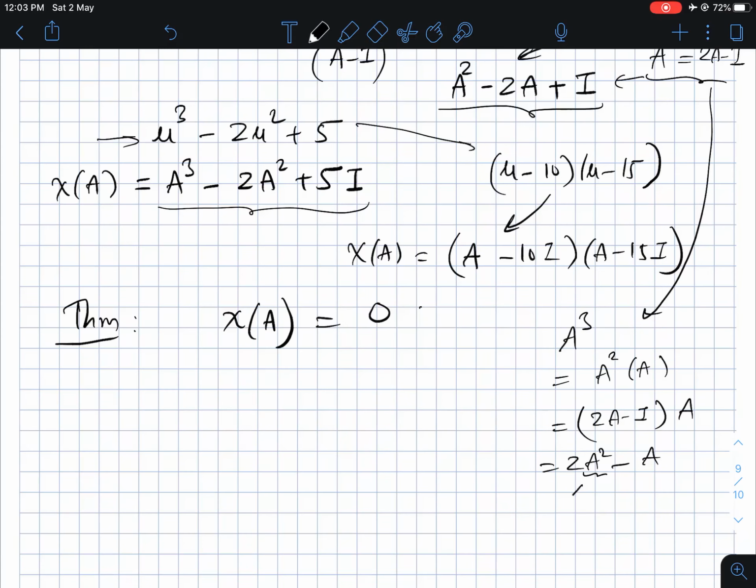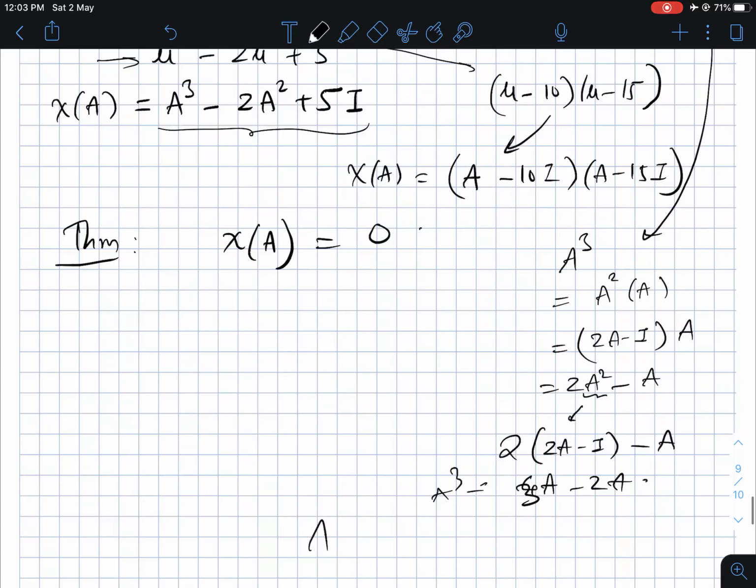But then a square again can be written in terms of the identity, so a square is 2a minus I minus a, right? 2a minus I minus a, so you will get something like 4a minus a, that is 3a minus 2I, that will be your a cube. So in general, any power of a to the n can be written as some factor, which will be easy to determine in order n steps, some factor times a minus some factor times I. Okay, so it gives you some advantage in terms of finding powers of a matrix.